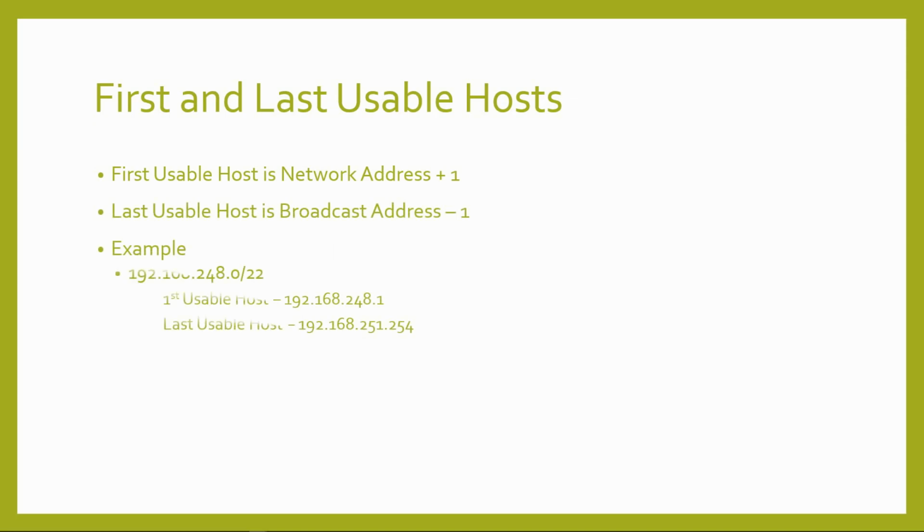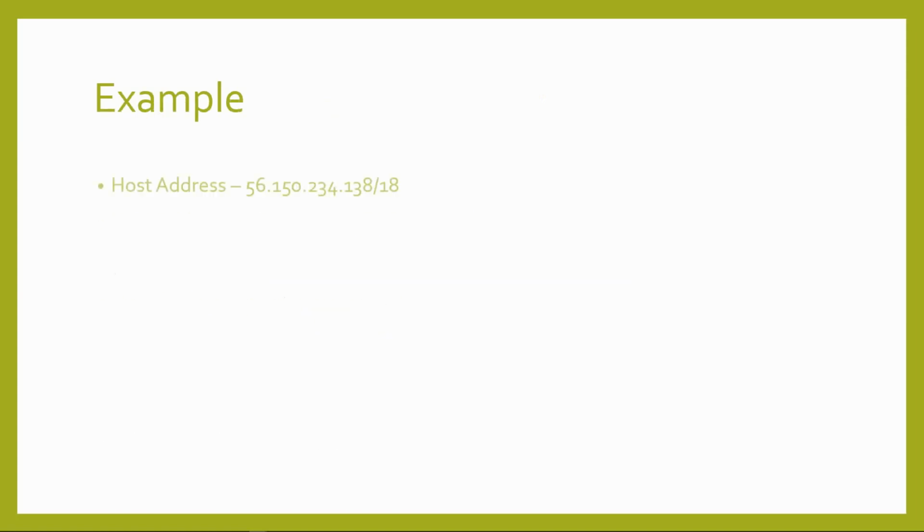IPs. So looking at our example, we know 192.168.240.0/22 gives us a first usable host of 192.168.248.1, and a last usable host of 192.168.251.254. And that's applying all the math that we've done so far.